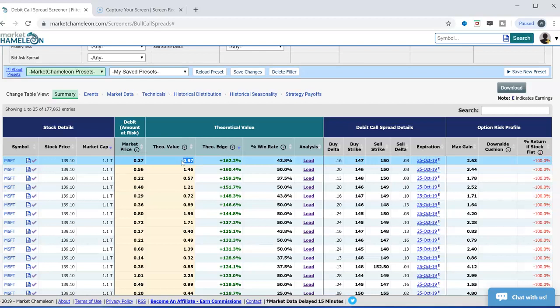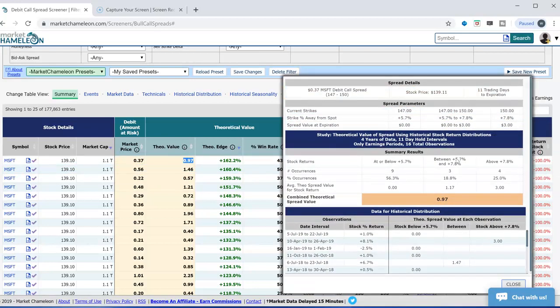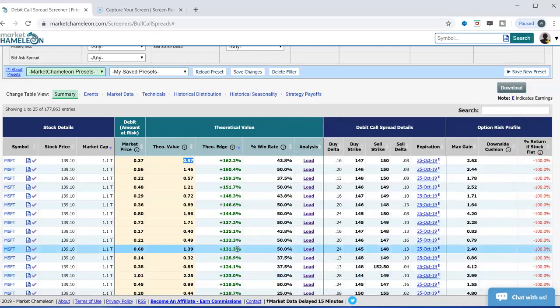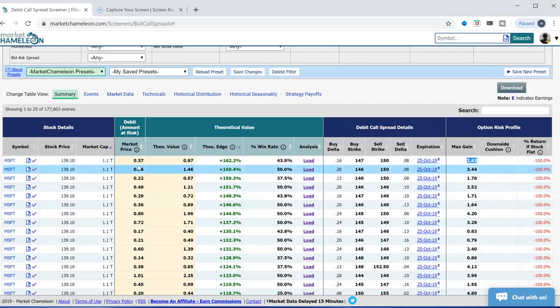We talk about that in other videos, and if you're interested, you could just load that analysis, and it goes through the study here, how it uses the historical data to calculate a theoretical value of 97 cents using historical price return distributions. Then you have the historical win rate of 43.8%. And then the maximum amount you could gain on this spread. It's a $3 call spread. You pay 37 cents. If Microsoft takes off and goes above $150, then your max gain is $2.63. That call spread will be worth $3 minus what you paid for it.